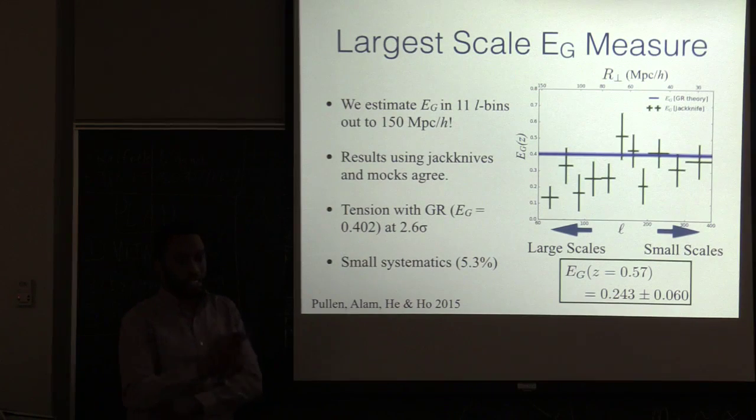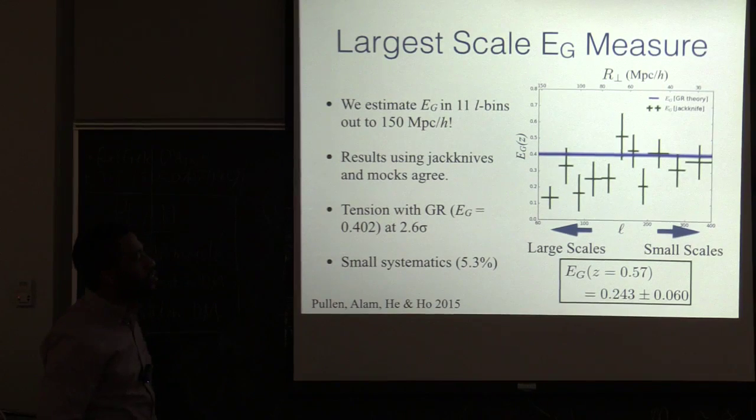And so this is, yes? I got a couple of questions. One, as you go from small scales to large scales, your error bars don't appear to be getting any bigger, even though the sample variance should be getting much larger. Why don't the errors change with scale?